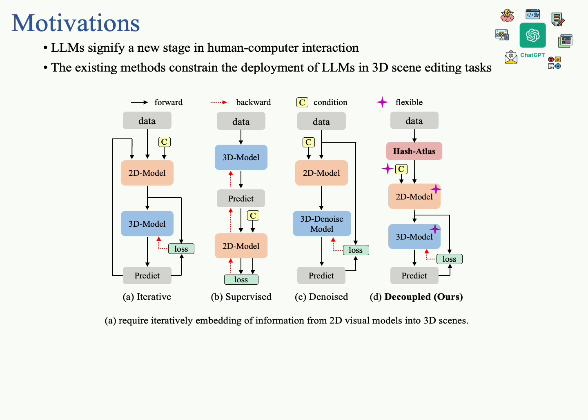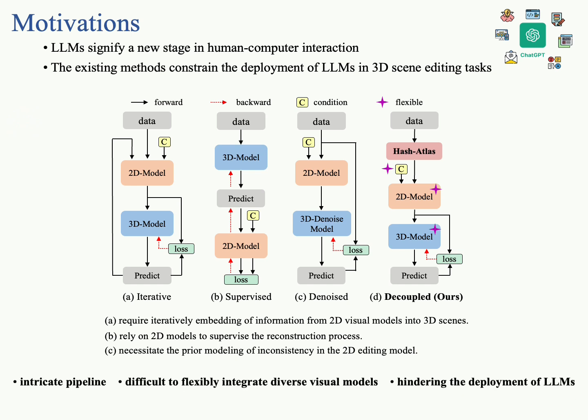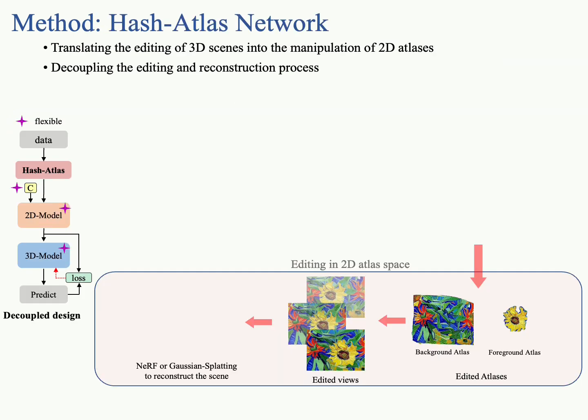The iterative methods require iteratively embedding of information from 2D visual models into 3D scenes. Supervised approaches rely on 2D models to supervise the reconstruction process. Denoised methods necessitate the prior modeling of inconsistency in the 2D editing model. These coupled designs are often intricate, making it difficult to flexibly integrate diverse visual models and thus hindering the deployment of LLMs to respond to diverse user queries and demands.